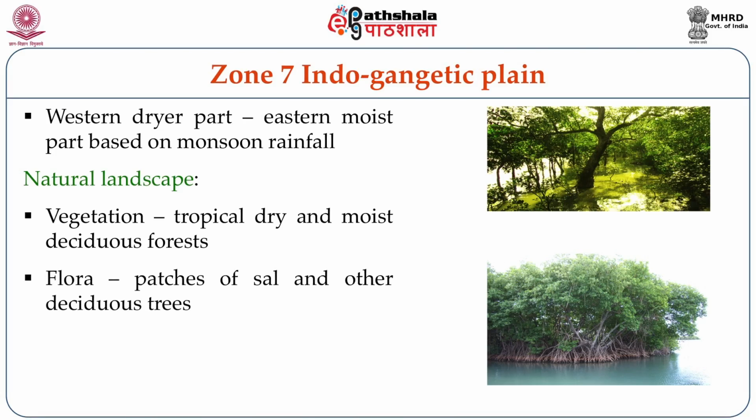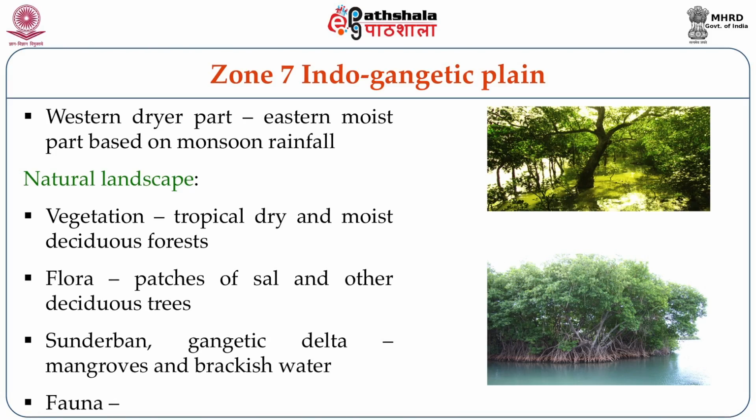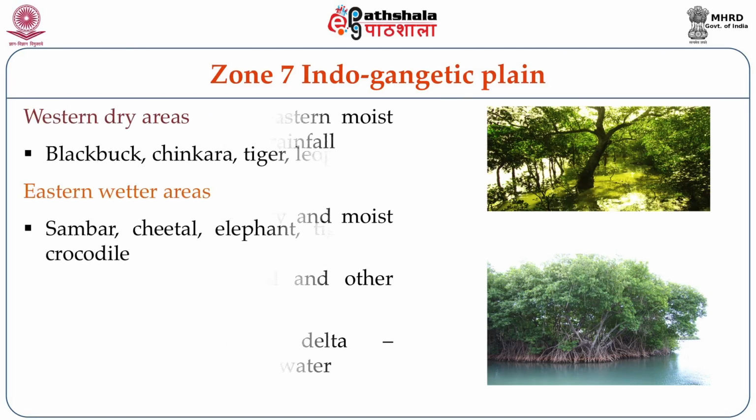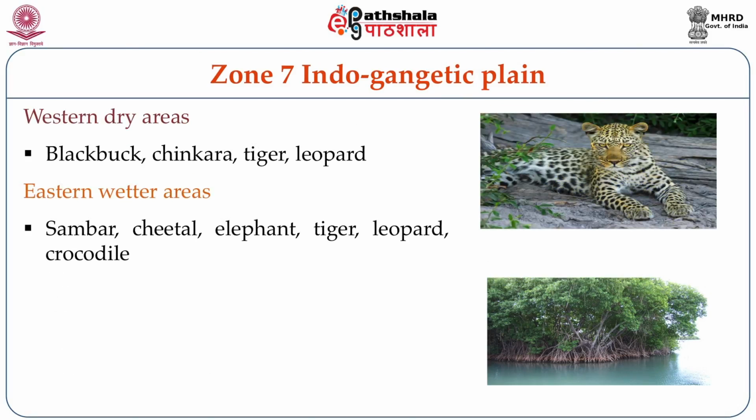The flora is primarily sal in the east. And if you go further down, that's India's largest delta, the mangrove swamps of the Sundarbans. The fauna is a very wide range. In the drier areas, you get blackbuck and chinkara. In the wetter areas, you would get sambar and chital. And of course, there are patches with elephant even today.